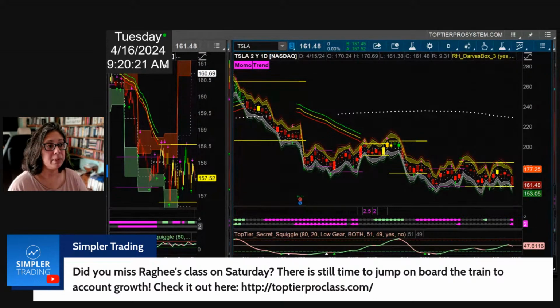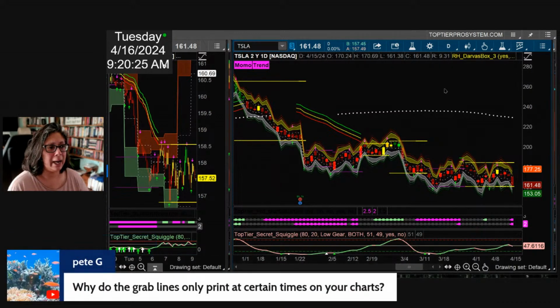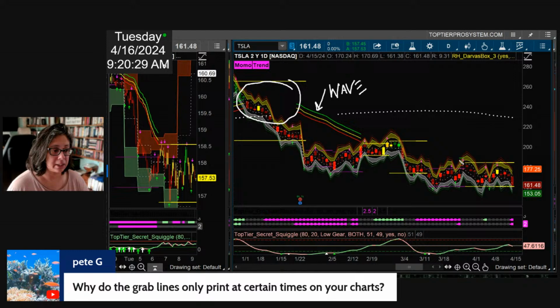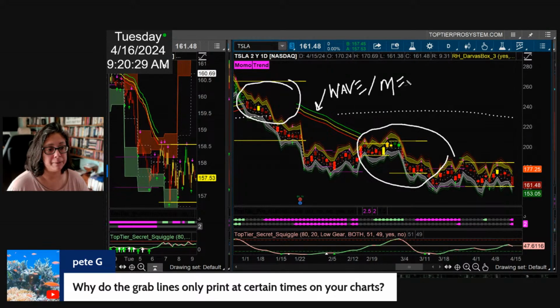All right. Let's see. Why do the grab lines only print at certain places on the top tier wave? Okay, great question. Pete asks, why do these lines, and this is the top tier wave, why does it stop? Why does it only print at certain places? Good reason for that. So the wave is really the tool that I use for mean reversion. And mean reversions are not always applicable. I'm not always looking for a mean reversion.